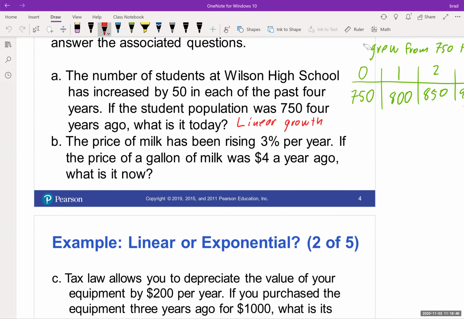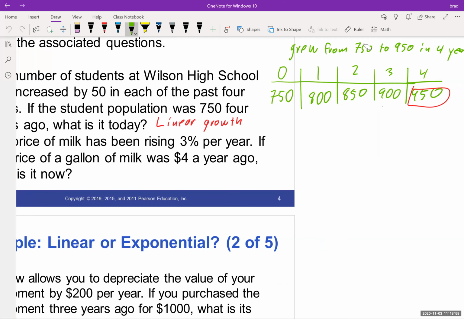Okay. The price of milk, part B, the price of milk has been rising 3% per year. If the price of a gallon of milk was $4 a year ago, what is it now? So I'm going to do it again. I'm going to do my little table.